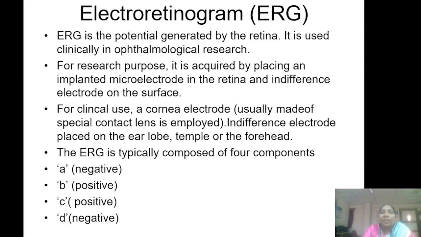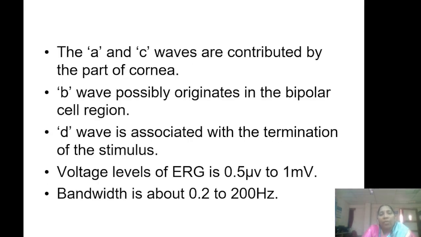If you see the ERG signal, it is composed of four components, four waves. Those are A negative, B positive, C positive wave, and D negative wave. The A wave and C wave originate from the cornea part. The B wave originates in the bipolar cell region, and the D wave is associated with the termination of the stimulus. The voltage range of the ERG signal is 0.5 microvolt to 1 millivolt, and the frequency range is 0.2 to 200 hertz.